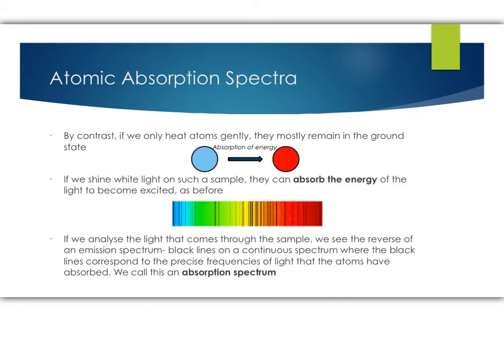This time, if we analyse the light that's coming through the sample, we're going to see the reverse situation. Most of the light is just going to pass straight through the sample, but some of it is going to be absorbed. These black lines on the spectrum correspond to where the atoms are absorbing energy to go from the ground state to the excited state. We call this an absorption spectrum: black lines on a continuous spectrum, where the black lines correspond to the exact frequencies of light that are being absorbed by atoms.